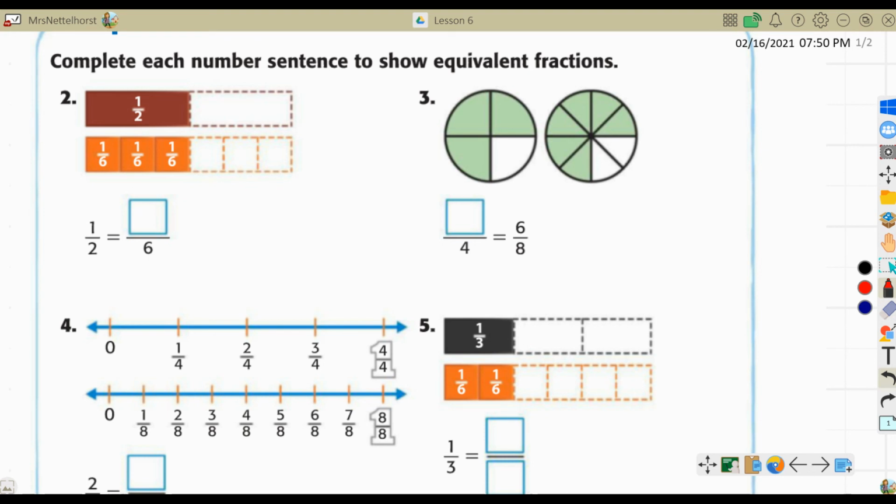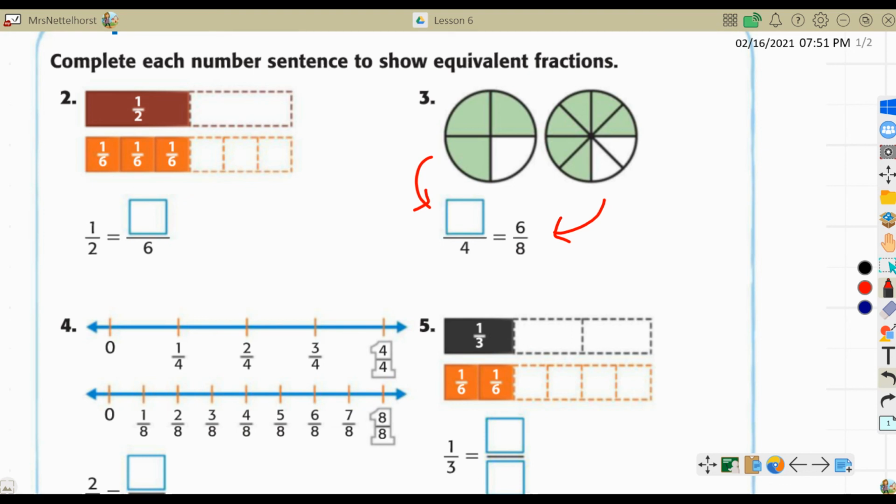You're basically going to compare each of the pictures, and then you're going to write the missing parts of the fractions. So for number 2, you have 1/2 equals how many 6? So you just need to count how many 6 there are. Here for number 3, you have these 2 circles. The first circle goes with this fraction, and the second circle goes with this fraction. So this one you have 6/8, but you need to know how many fourths is equal to 6/8. So you'll write in the number for how many are shaded green.